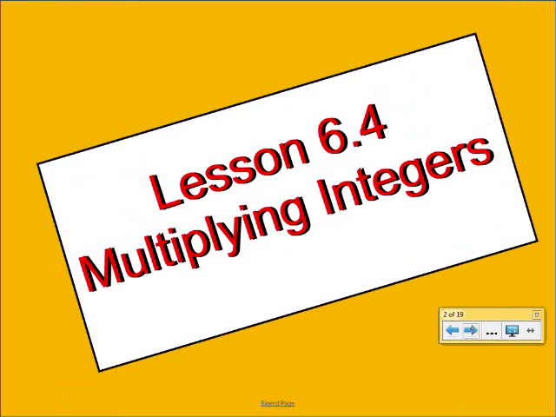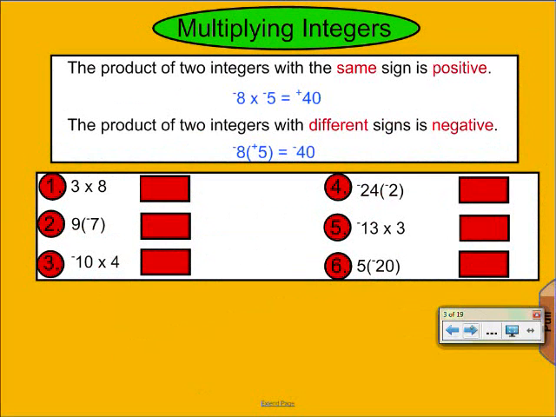Okay, let's start off with lesson 6.4, which was multiplying integers. Now for the next two lessons, I do not want you to use your calculator. I want you to focus on the rules that we have here for multiplying integers. The first rule tells us that the product of two integers with the same sign will always be positive. So a negative 8 times a negative 5 is going to be a positive 40.